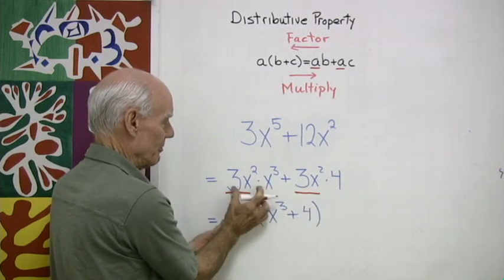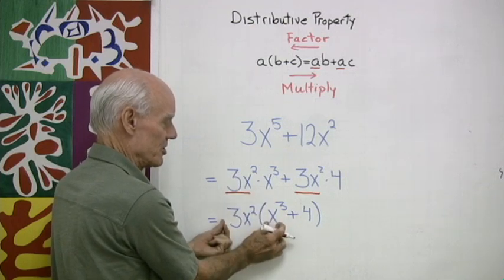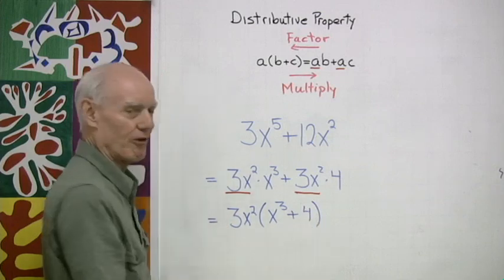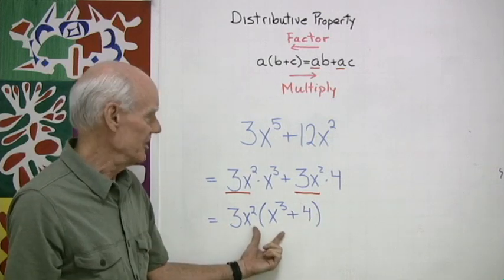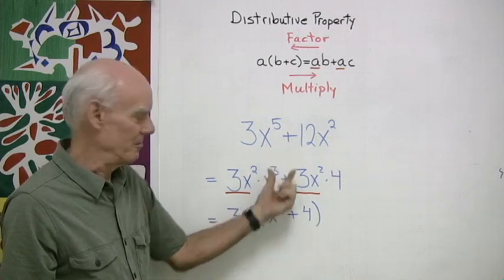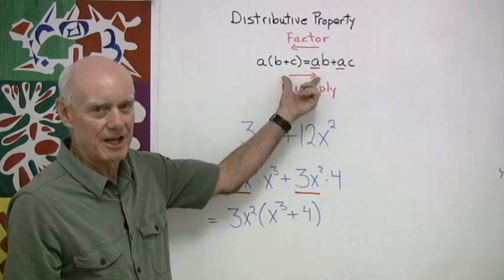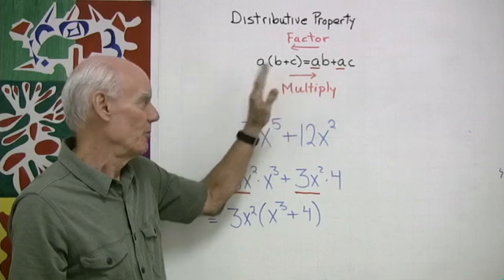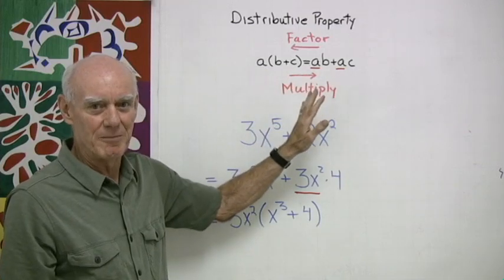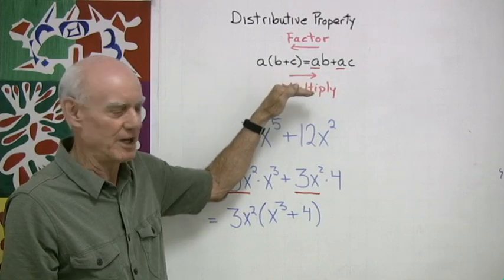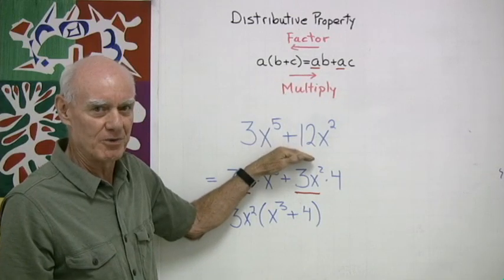So what's left here when I factor out the 3x squared is x cubed. What's left here when I factor out the 3x squared is just 4. So this is equivalent to this expression, but this is written in factored form. And how did we do this? We applied the distributive property. So we want to have as few rules as possible in mathematics, and so we keep going back to old properties and rules that we have when we encounter new situations.